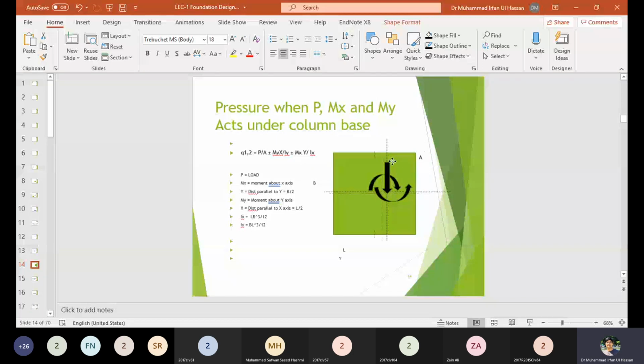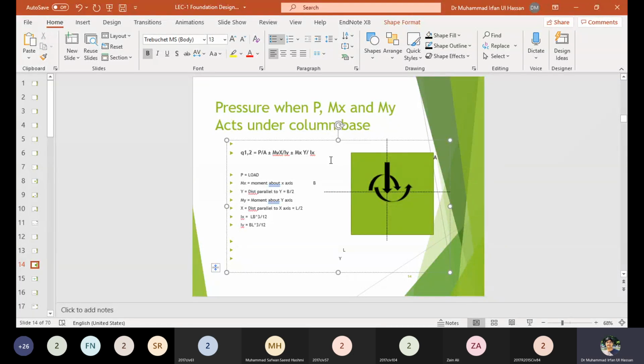So at this corner, right corner, you can see that P over A is all the time compressive, but my moment जो है that is also compressive in this case, and Mx is also compressive in this case. So at A point, the formula will be P over A plus MyX over Iy plus MxY over Ix. And at A point, the distances will be L by 2 and B by 2.